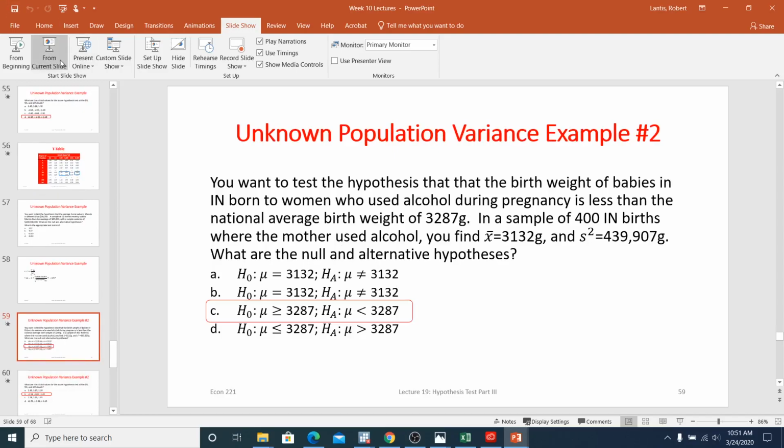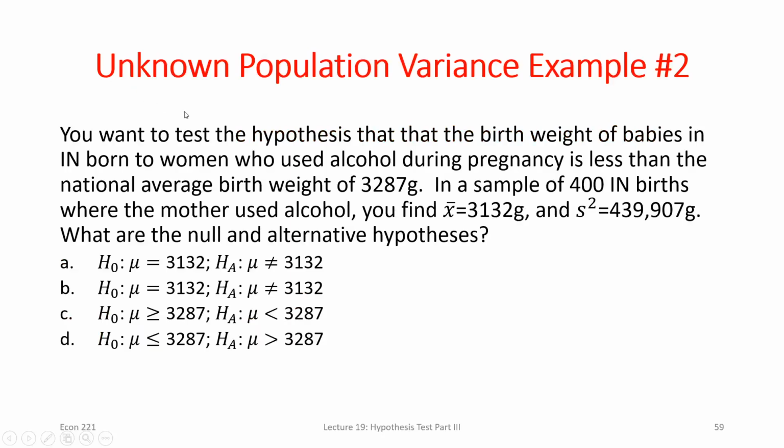All right, so we'll go through another example. Let's say we've got a second example, and we're back dealing with this birth weight data. So we're testing against an assumed true mean birth weight. It looks like we're testing for whether or not the average birth weight is less than 3,287 grams. Okay, so is it less than 3,287? Is it less than, greater than, or not equal to 3,287?